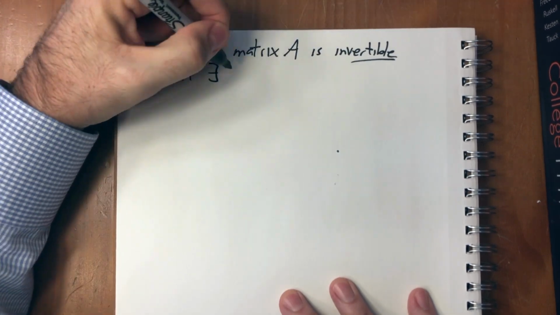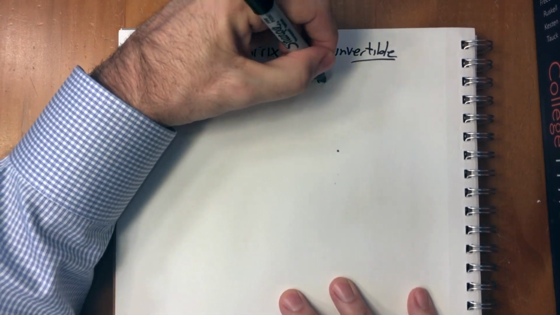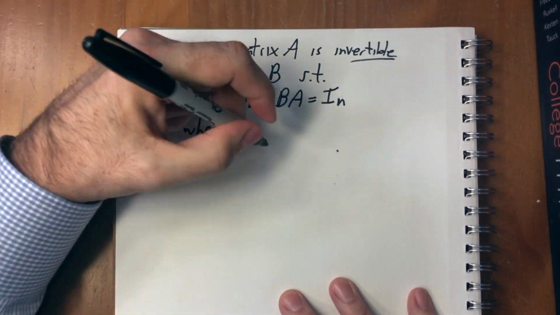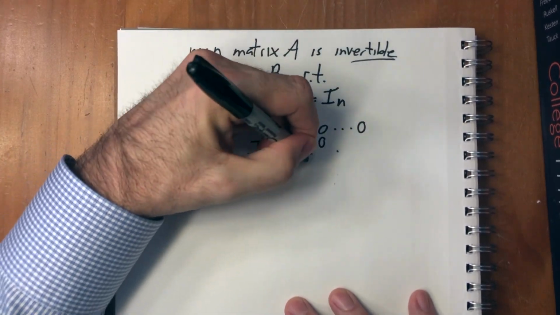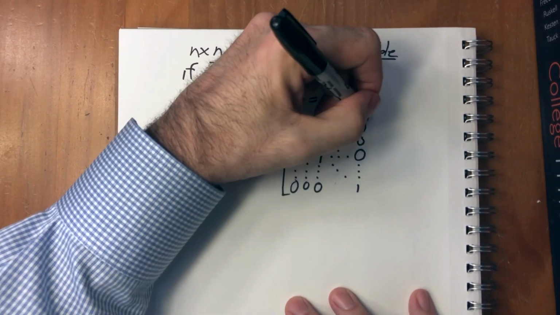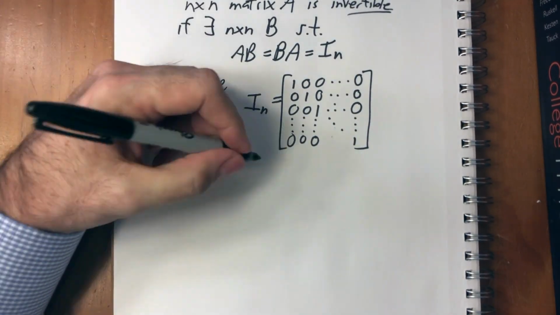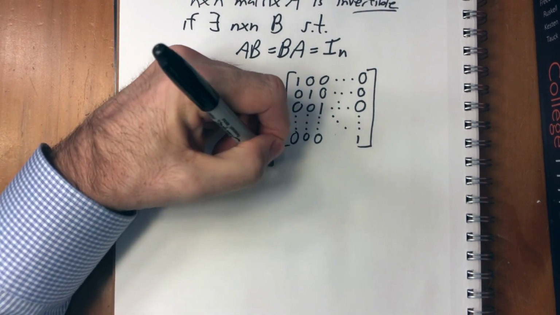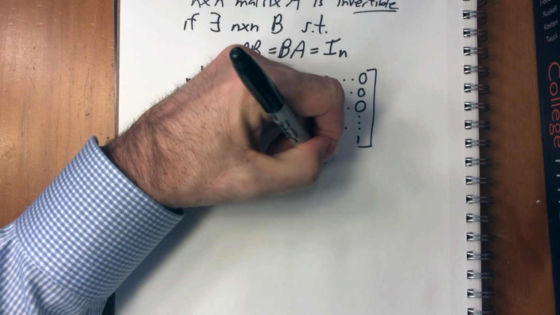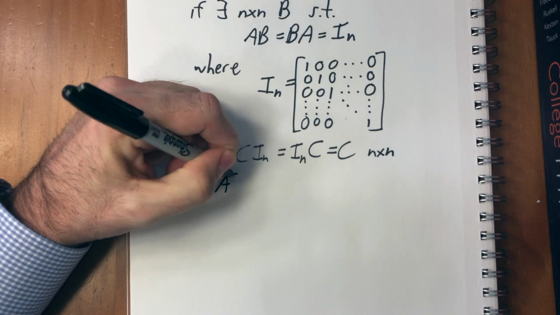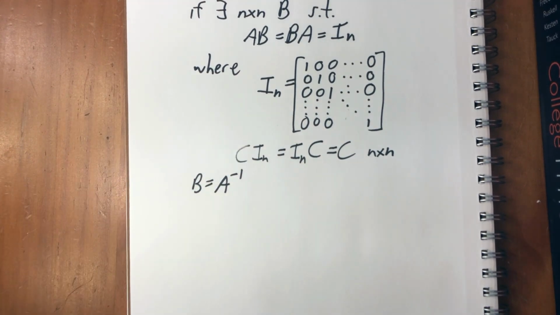Now, an n by n matrix A is invertible if there exists an n by n matrix B such that AB equals BA equals I, where I_n is the identity matrix. And the identity matrix, just like with real numbers, has the property that C times the identity equals the identity times C equals C for any n by n matrix. So we call B the inverse of A, and the inverse, when it exists, is unique.